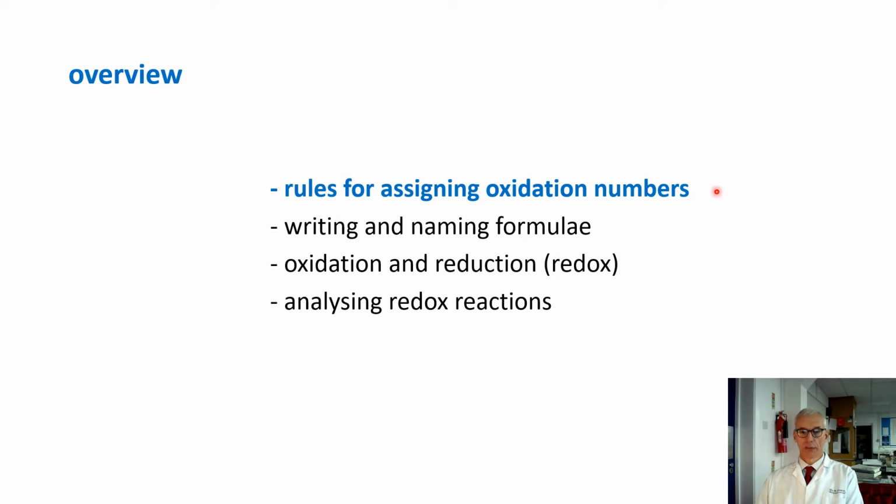So redox chemistry relies on the idea of oxidation numbers, and there are rules for assigning oxidation numbers. We then apply the idea of oxidation numbers to writing and naming formulae, and then how changes in oxidation number are interpreted in terms of oxidation and reduction, that's redox, and then looking at redox reactions, how can they now be analysed using the ideas of oxidation number.